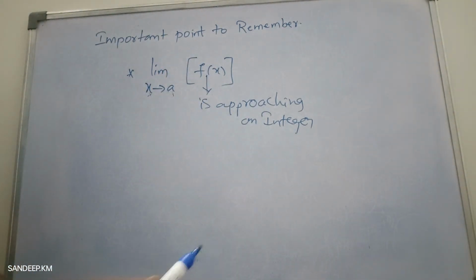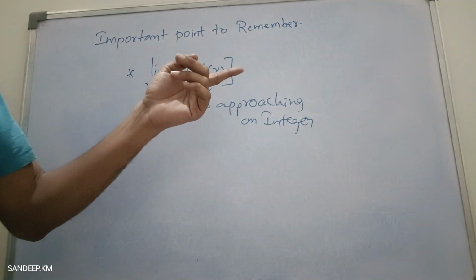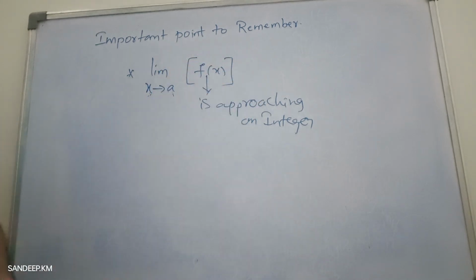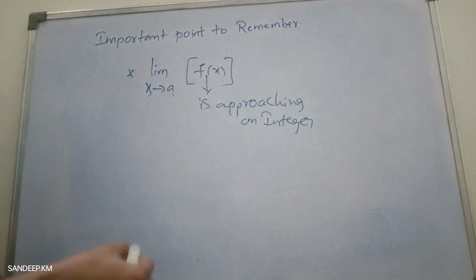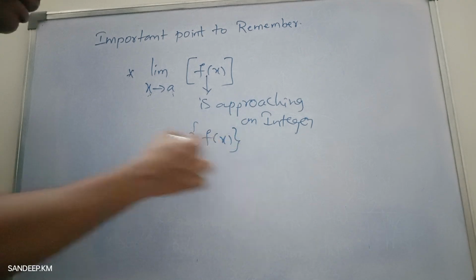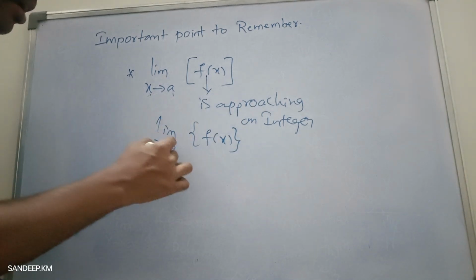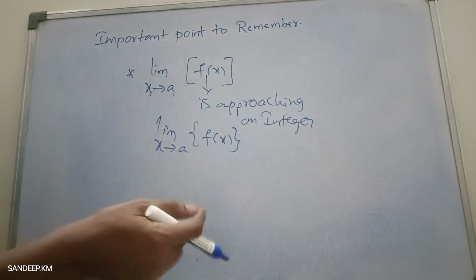Okay, particularly when we must find LHL and RHL means when x approaches a, if f of x is approaching an integer, then we must find LHL and RHL. But whatever it is, if you find step function, find left hand limit and right hand limit and check whether limit exists or not. And at the same time, even when you are trying to find fractional part of f of x, limit x approaches a, fractional part of f of x, for this function also, it's better to find left hand limit and right hand limit.